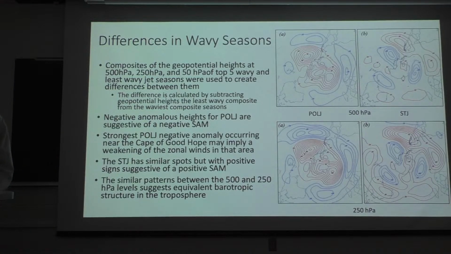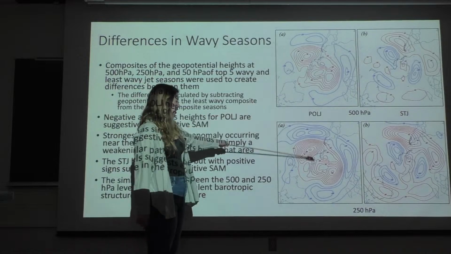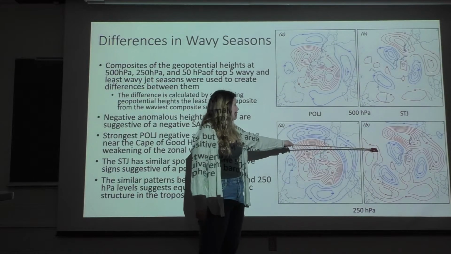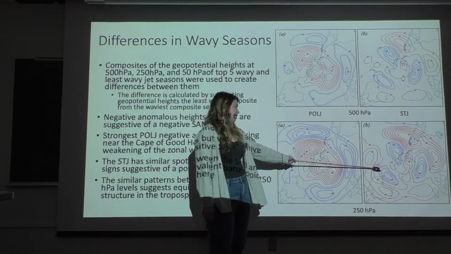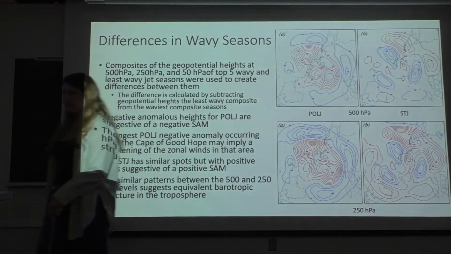The subtropical jet has similar spots, but with positive signs suggestive of a positive SAM. The similar patterns between the 500 and 250 hectopascal levels suggest equivalent barotropic structure in the troposphere. So you can see here, moving up in the atmosphere between the two, that they show opposite signs, but a pretty similar pattern.